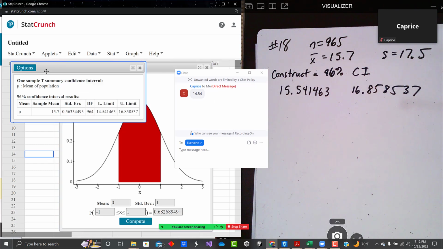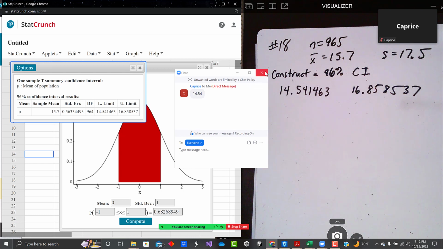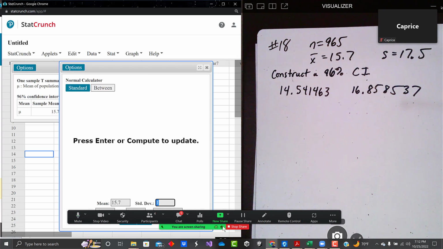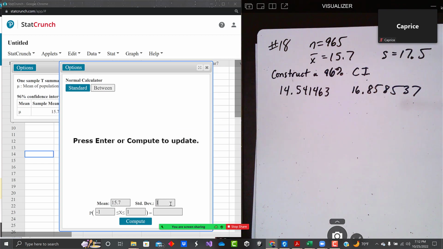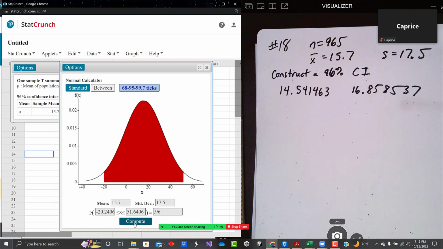Did I do something wrong? Oh, you're right. Thanks, Caprice. So we had 15.7, and my standard deviation is 17.5, and we want 96%. And my values are way off. Why? Oh, I used S was 17.5. Why don't we come over here? Oh, wait, it's doing a T distribution, not necessarily Z. Let's see what happens if I change that.